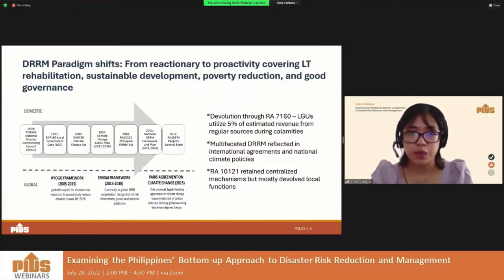For the first part of our results, we will be talking about policy. So in the global landscape, there have been a series of paradigm shifts. And it started from being reactionary, and then it eventually evolved to proactivity, covering long-term rehabilitation, sustainable development, poverty reduction, and good governance. And we're seeing that in the international agreements that Philippines is a part of, and also our national climate policies. We also have our SDGs. And RA 10121, or the Philippine DRRM Act, retained centralized mechanisms, but mostly devolved its local functions. And RA 7160, or the Local Government Code, supports this devolution. So LGUs can utilize up to 5% of their estimated revenue from regular sources during calamities.